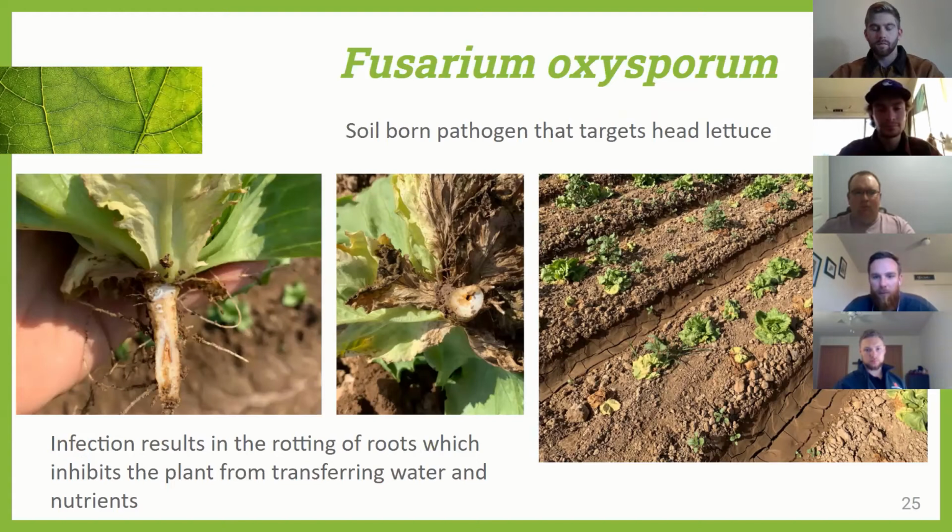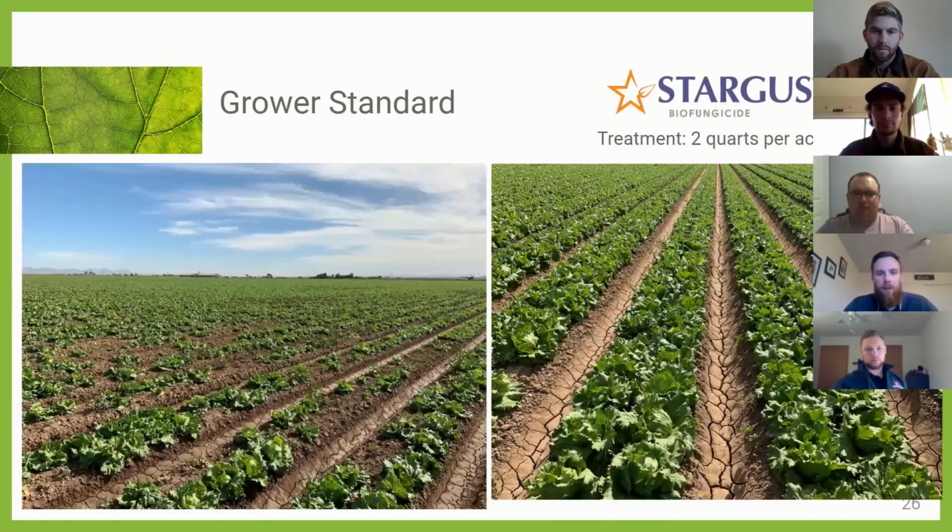And you can see the far right picture is what happens when the infection becomes prevalent. You can see it from a picture easily, and that's the root on the left-hand side. So what we did on the next slide, we treated one portion of the field with our Stargus product, 2 quarts an acre. And then the picture on the left-hand side is the grower standard.